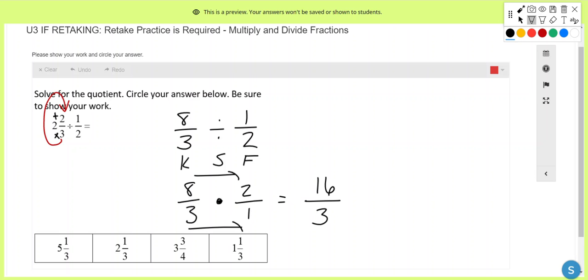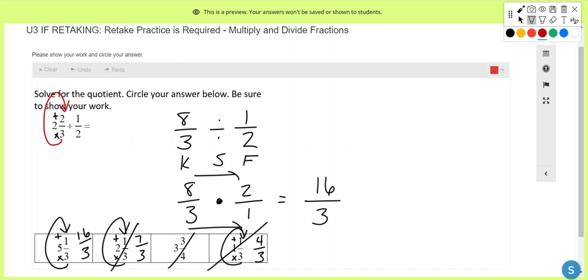16 over 3 doesn't simplify, so I can look back at my answer choices. I have 3 with a denominator of 3. This one has a denominator of 4, so that one won't work. Multiply at the bottom, add at the top. This one becomes 3 times 5 is 15, plus 1 more gives me 16 over 3. So more than likely that's the answer, but I'm going to check these other ones. 3 times 2 is 6, plus 1 more gives me 7 over 3. That won't work. 3 times 1 is 3, plus 1 more gives me 4 over 3. So it won't be that one. So the first one should be the answer there.